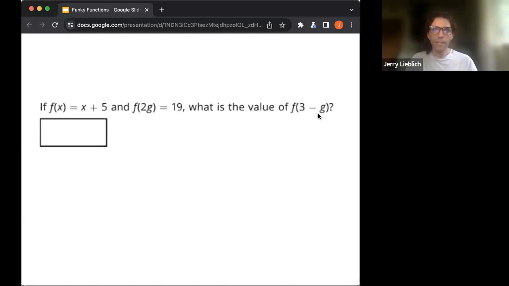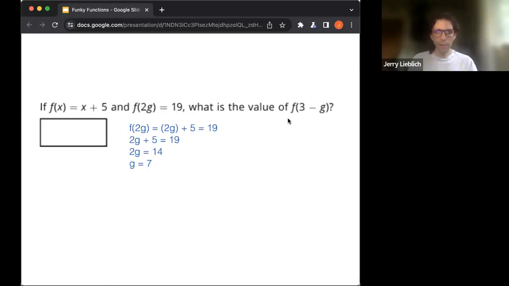So just looking at this, we might say, okay, well, I need to figure out what g is. So let's start there. If I know f of 2g is equal to 2g plus 5, and I know f of 2g is equal to 19, so now I can solve for g. Subtract 5 from both sides. Divide by 2. Great, so g is 7.